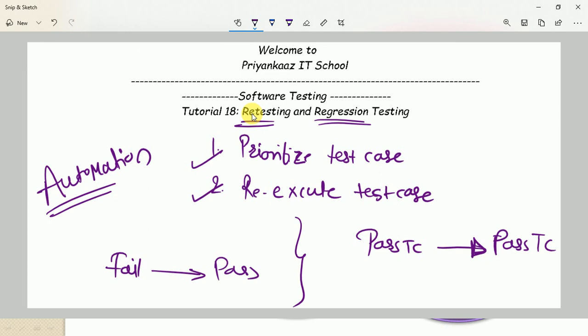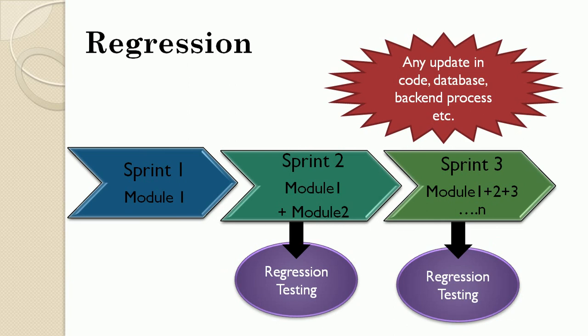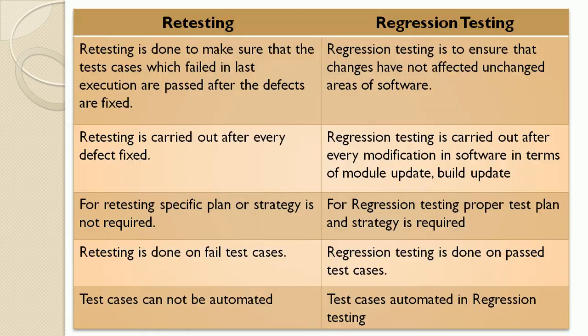Now let's understand in a little more depth what exactly the difference is between regression and retesting. Retesting is done to make sure that the test cases which failed in the last execution pass after the defects are fixed. But regression testing is to ensure that changes have not affected unchanged areas of the software. Retesting is carried out after every defect fix, but regression testing is carried out after every modification in the software.